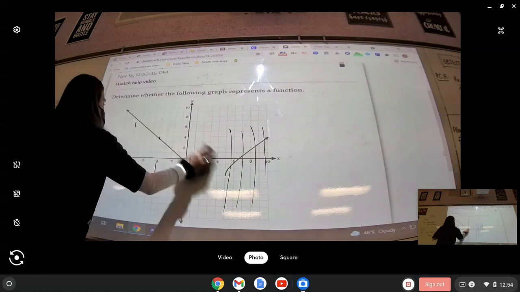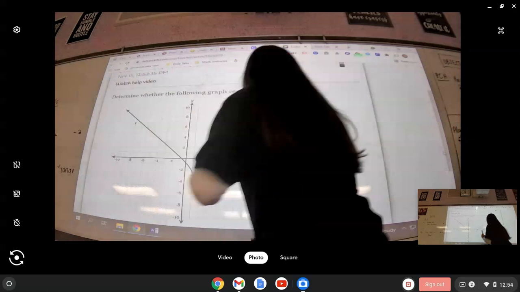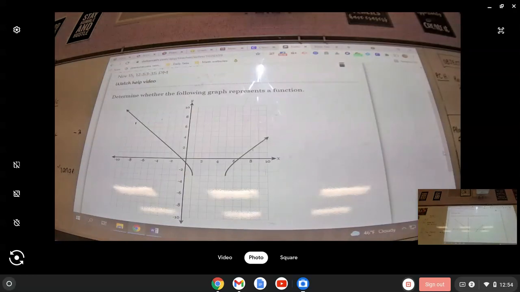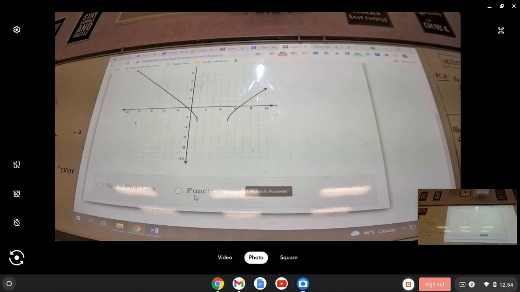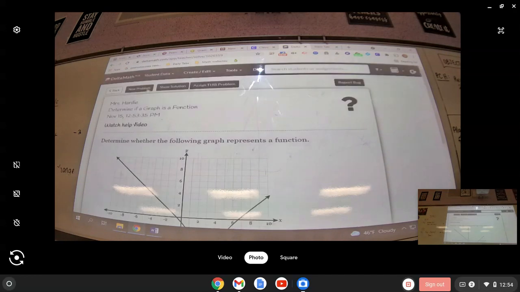Perfect. All right. So that would be, I believe, you just have to click at the bottom of the screen. Yes, just a function. You would click function and move on to the next question. All right.